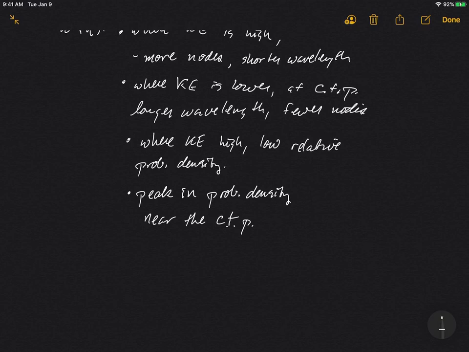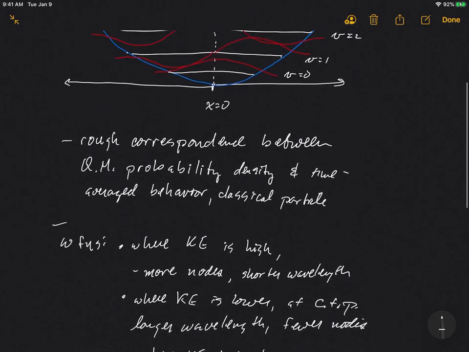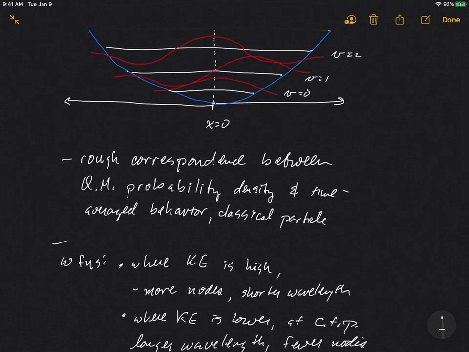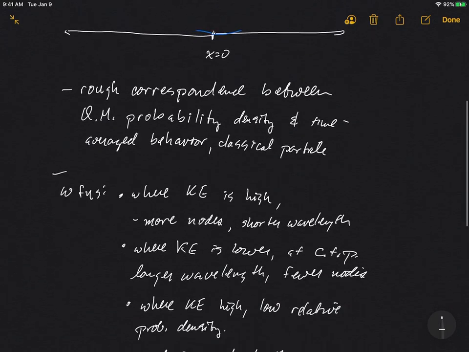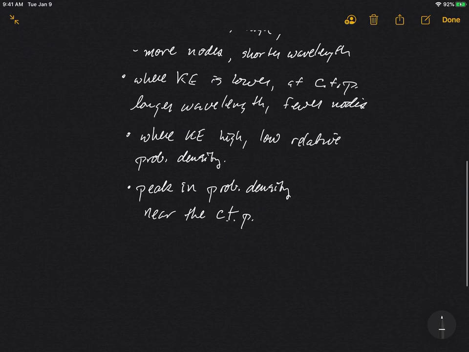Okay, and let's see. What else can we see? There's something a little bit odd in these curves, which is that it looks like there's some probability density, right? It looks like there's some wave function value out past the classical turning point. And let's look at that for a second.